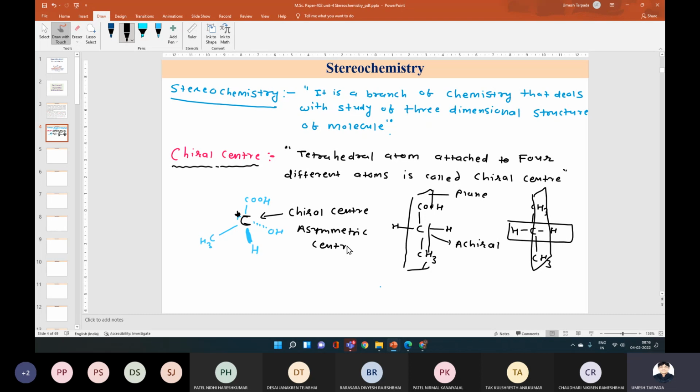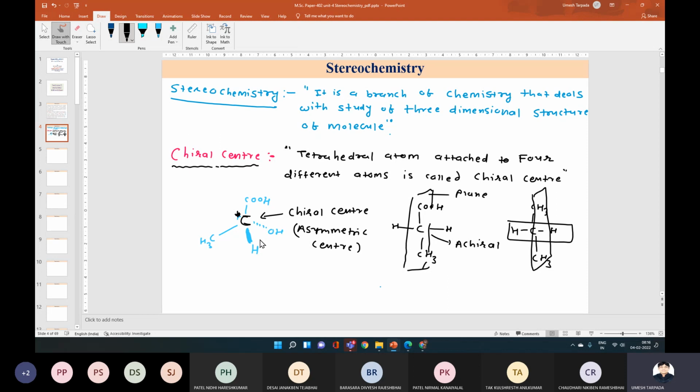Chiral center is also called asymmetric center. Symmetry is absent and such carbon is chiral. So in this way you can predict whether it is chiral or not. But the important thing is molecular asymmetry is required.